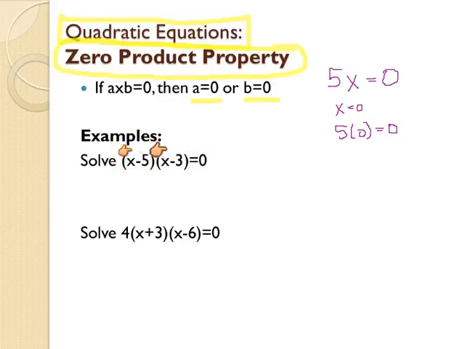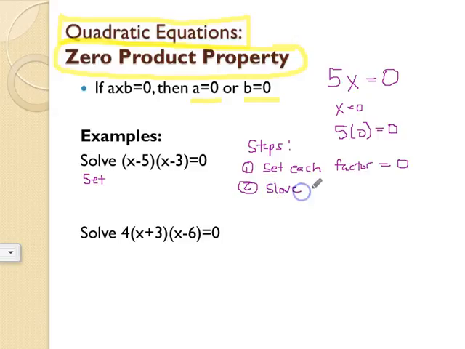So if we take x minus 5 times x minus 3 and we set it equal to 0, what are our possible values of x that would make the equation equal to 0? So what we're going to do, I'll write over here, steps to solve. The first step is we're going to set each factor equal to 0. And then the second step is we're going to solve for x. That's really all there is to it.